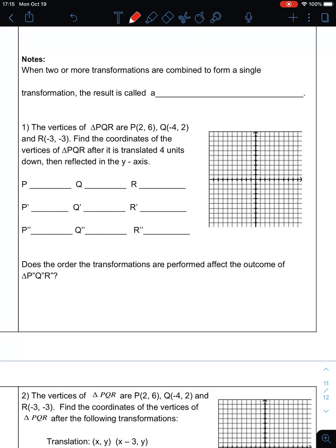So when we combine two or more transformations to get one single transformation, the result is called a combination, or a composition. When you write a composition in English, you're putting several things together, several ideas together. The same thing goes here: this is a composition because we're putting several ideas or several movements together.